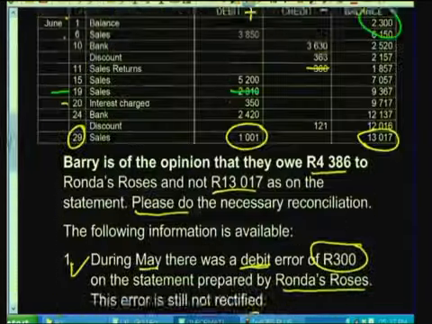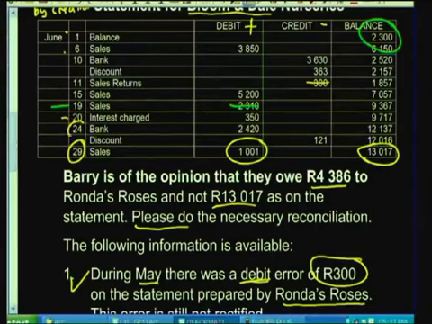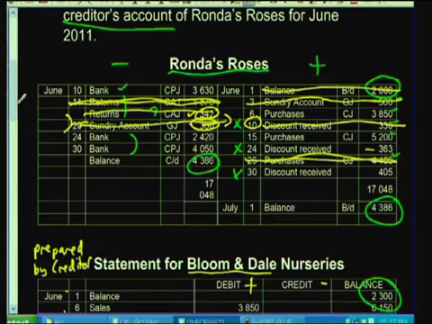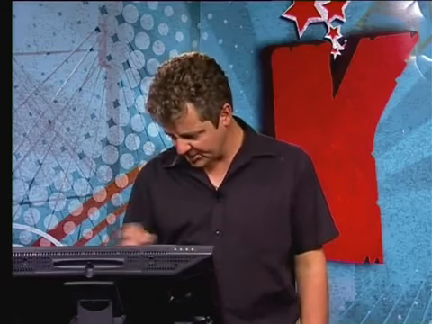Let's have a look at it. Here's the payment we made on the 24th of June. It says bank 2,420 Rand. So we know that Rhonda's Roses is wrong, and we, as Barry Bloom of Bloomingdale Nurseries, are correct. So we know that this entry that we've made on the 24th, here it is, for 2,420, that amount is correct. So the minute I see a correct entry, I'm going to put it into our general ledger to recalculate the balance. I can cross this one off and put it into our general ledger because it is correct.